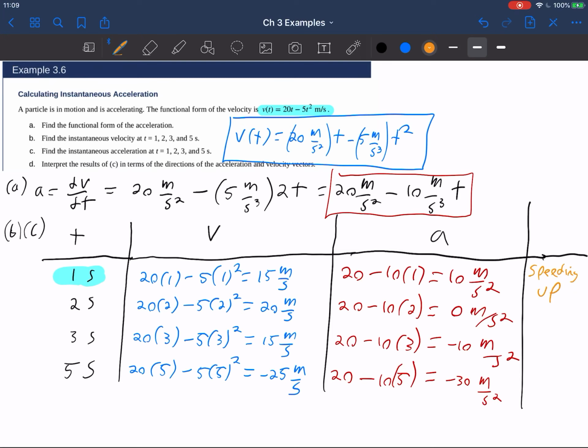At time equals 2 seconds, our velocity is 20, but our acceleration is 0. So at that moment in time, for an instant, we're just going at a constant speed. We're not speeding up or slowing down, right? So we have a constant speed for that moment.